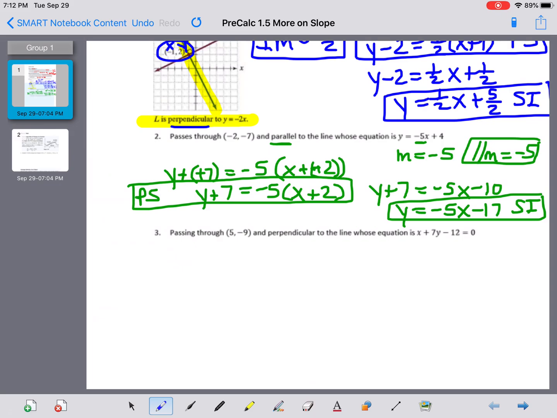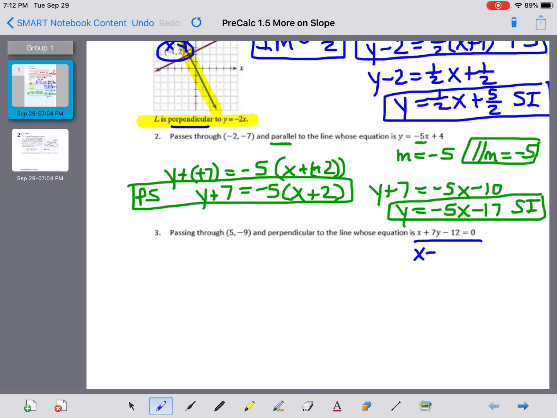Passing through the point 5, negative 9, and perpendicular to the line whose equation is x plus 7y minus 12 equals 0. I see that what I have here is what they call general form. I would really like to change it into slope-intercept so I can see what my slope actually is. So I'm going to solve for y.